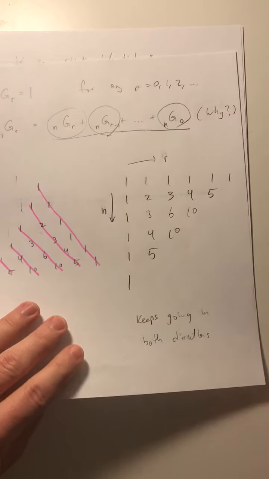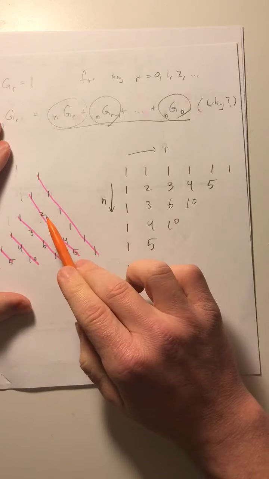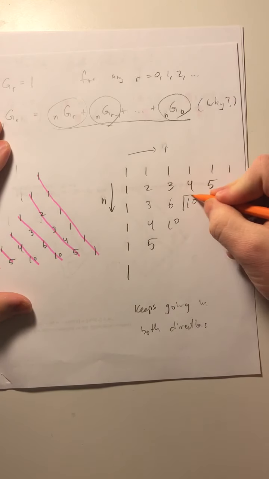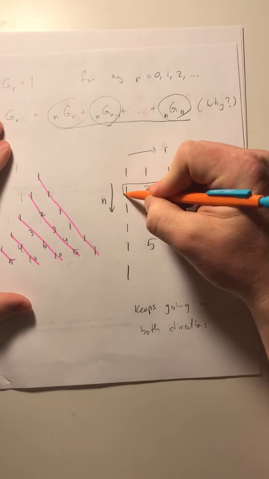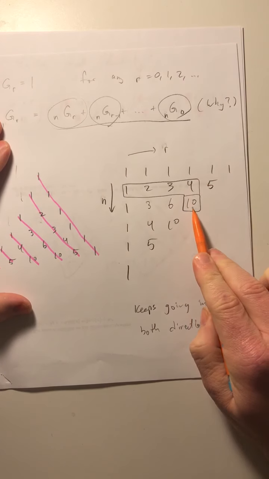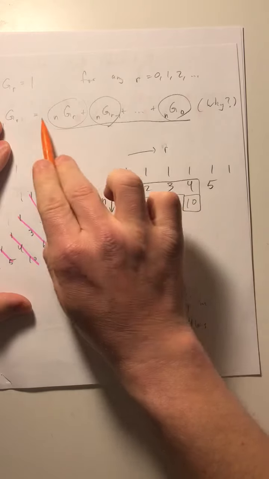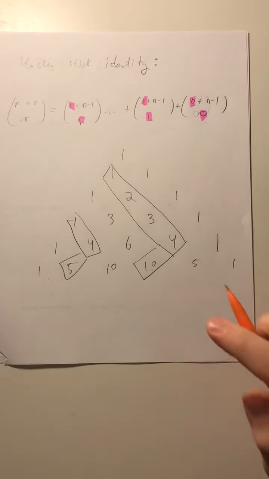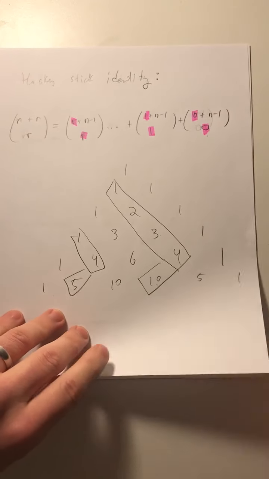Alternatively, it tells me that if I take Pascal's triangle and rewrite it like this, if I want to know what should go in one slot, I add up all of the things. Say I go up one and then add everything to the left. And that's what this is telling me. So why is this true? Why is this hockey stick identity true?